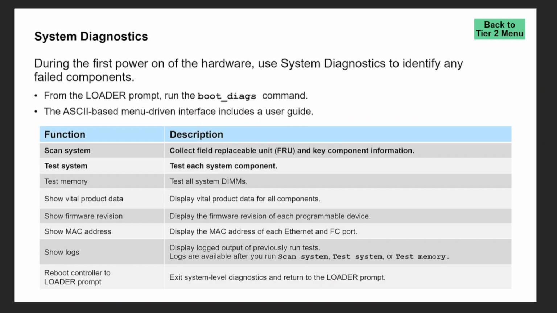System Diagnostics can help to resolve the first two previously mentioned types of failures. The diagnostic tests are disruptive, so the system needs to be offline and at the loader prompt before you run the tests. To start System Diagnostics, from the loader prompt, run the boot_diags command. The table displays the choices that are available on the main menu.